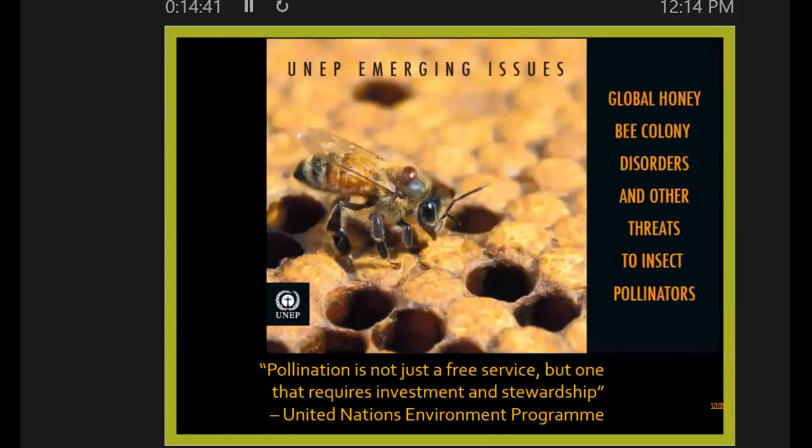But it is, I like this quote, that it requires investment and stewardship, that if we don't pay attention to this, we're going to be in a world of hurt.